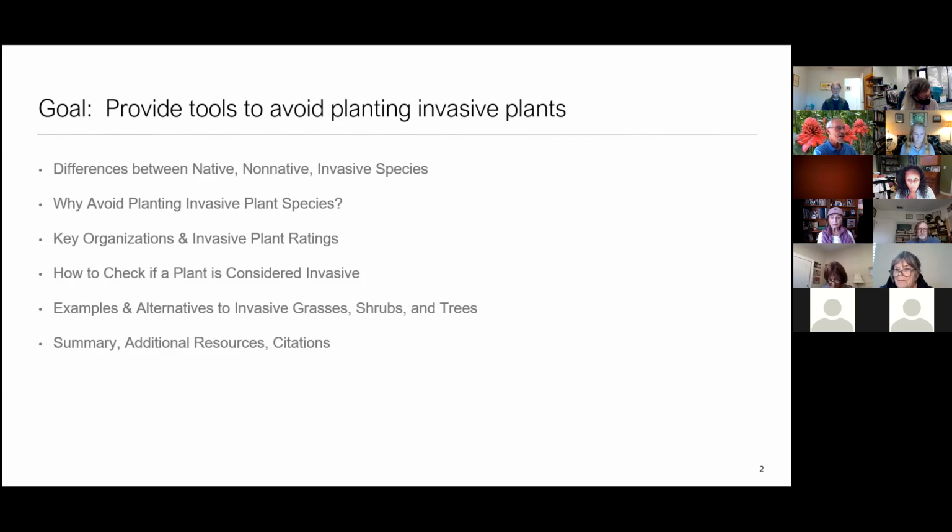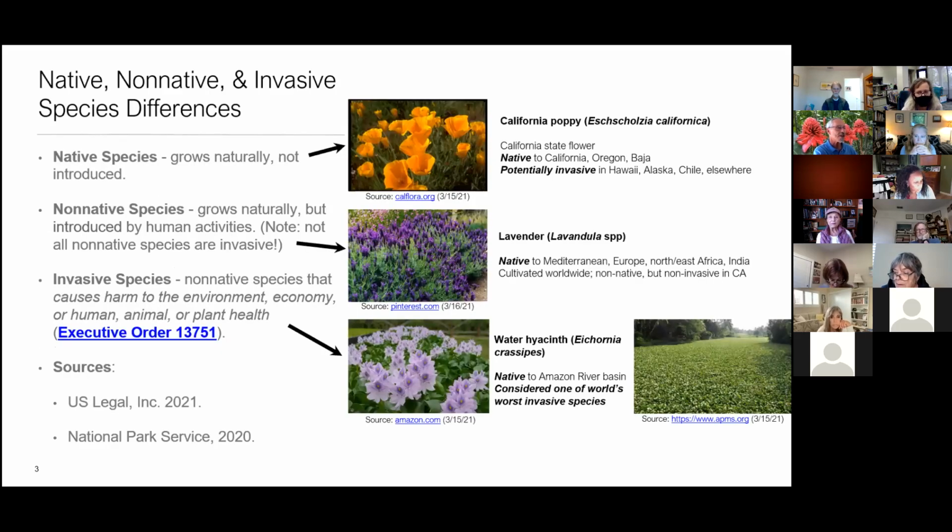And then importantly, for all of us as master gardeners and gardeners, the public, just how do we know if a plant's invasive to even consider avoiding it? And then some examples of invasive grasses, shrubs, and trees, and then a summary. So to get started, native species are species that grow naturally. They're not introduced. A good example is our California state flower, the California poppy.